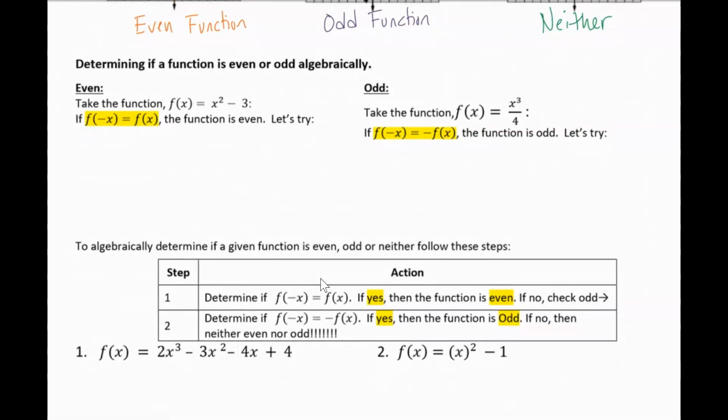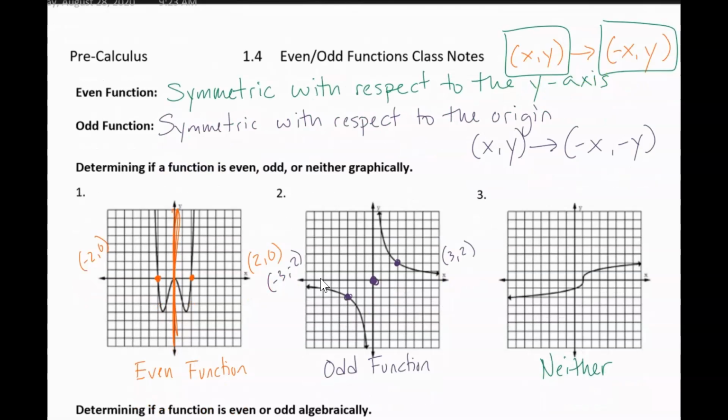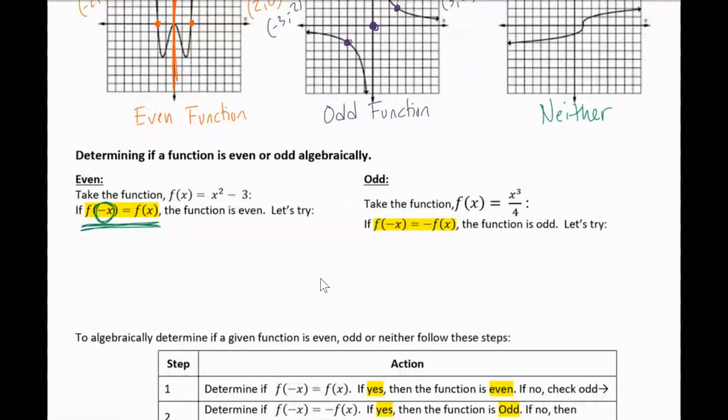Okay, so here we will also ask you to figure out whether they're even, odd, or neither algebraically. Just like we said up here, if we negate the x and it is equal to the original function, then it is an even function. If we negate both the x and the y, the entire function, and those are equal, then it is odd.